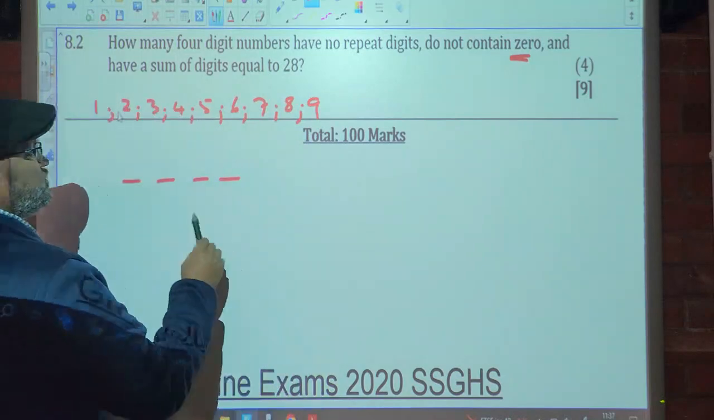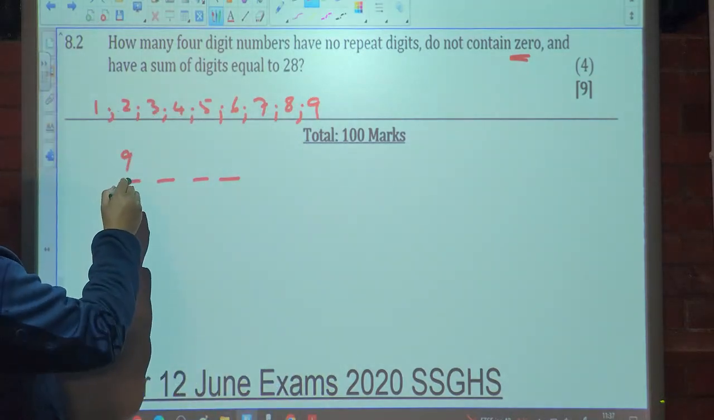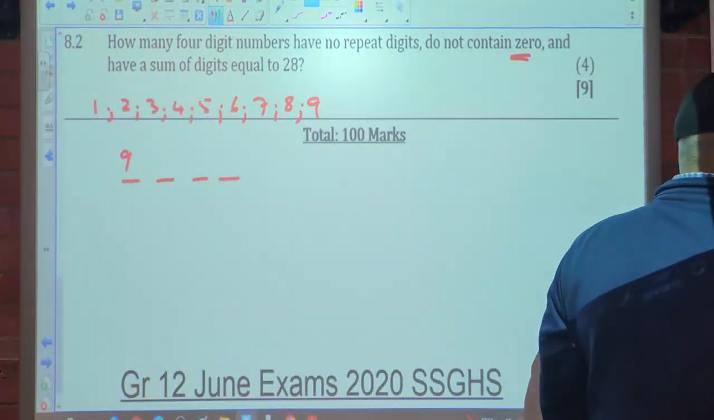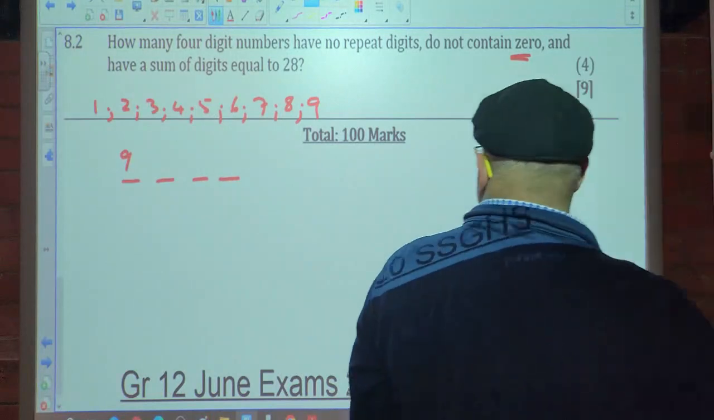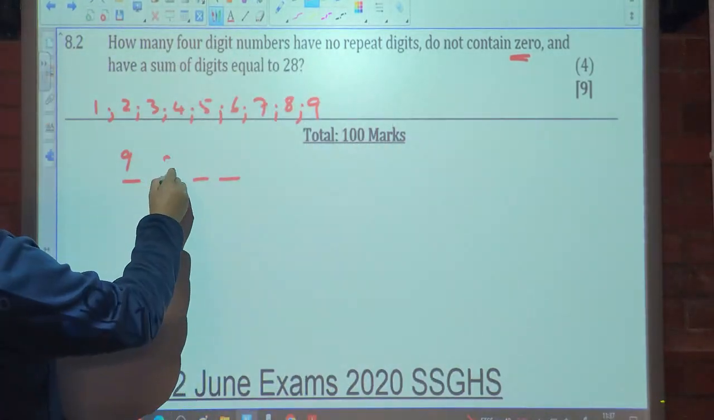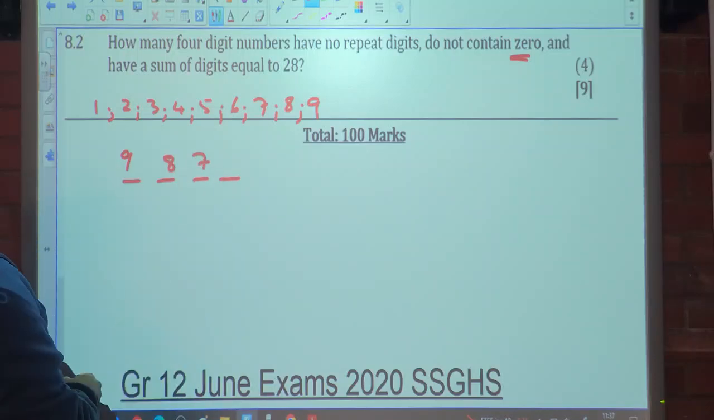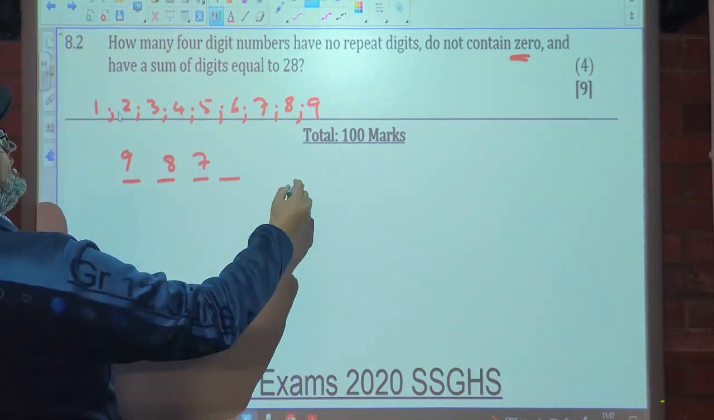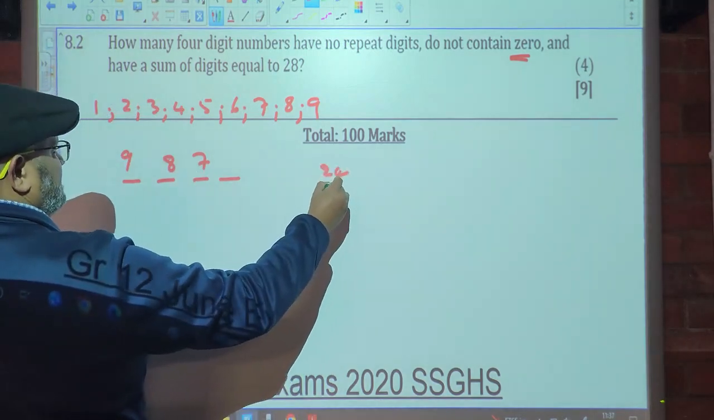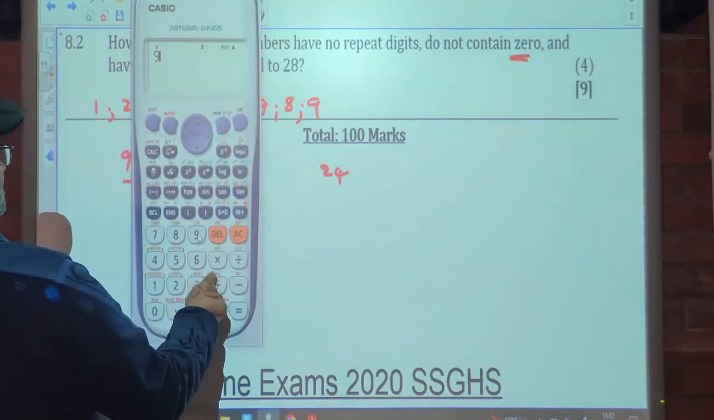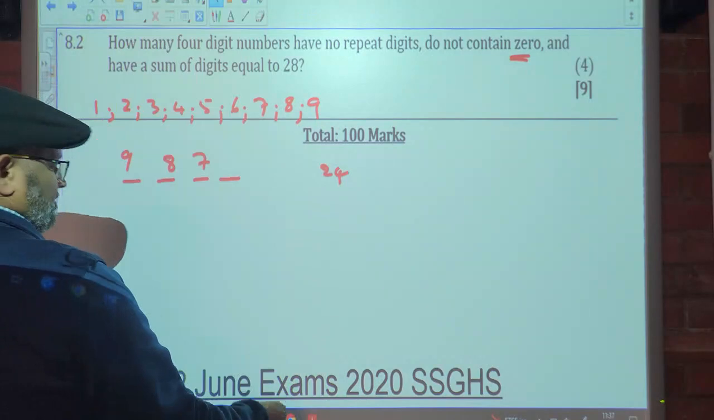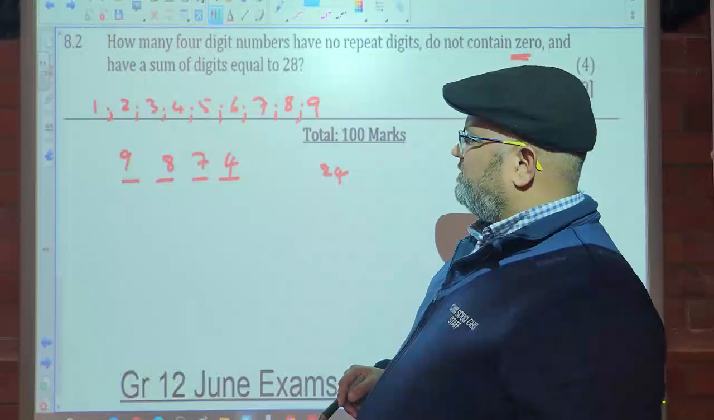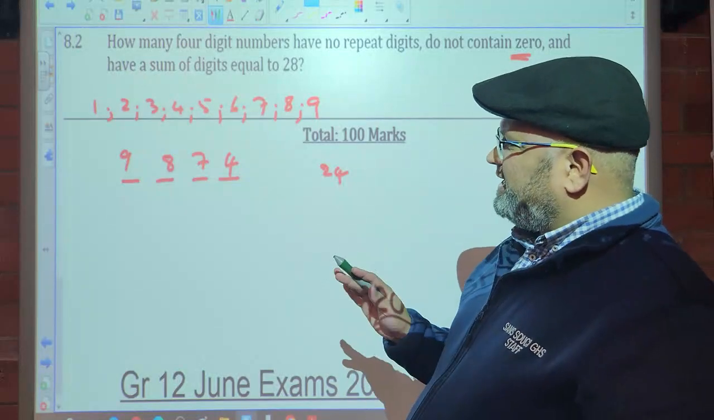So if we choose the first number to be a 9, then 8, then 7. 9 plus 8 is 17, plus 7 is 24. Is that correct? 9 plus 8 plus 7 is 24. So the only number this can be is a 4. Okay. So that's one way I can get 28.